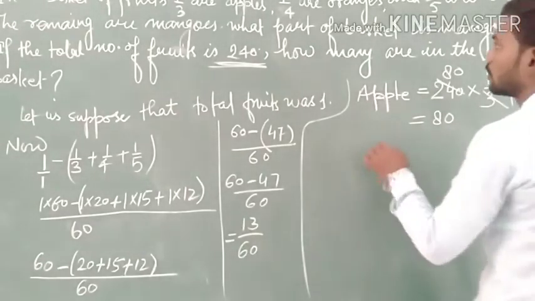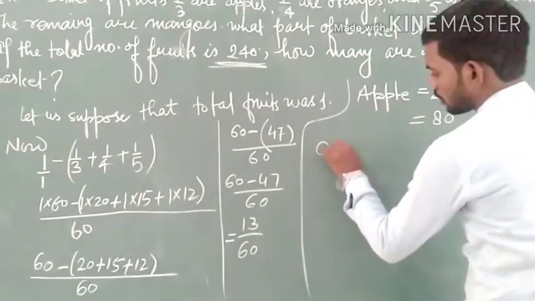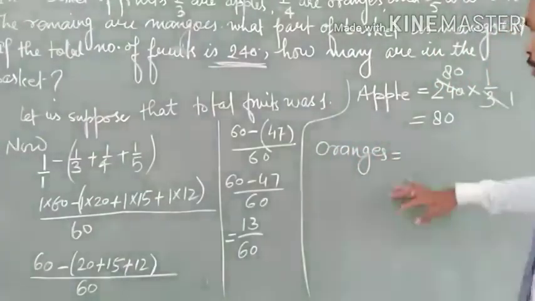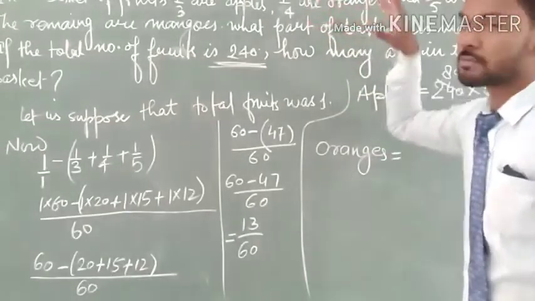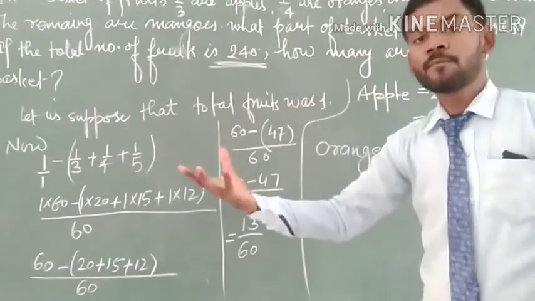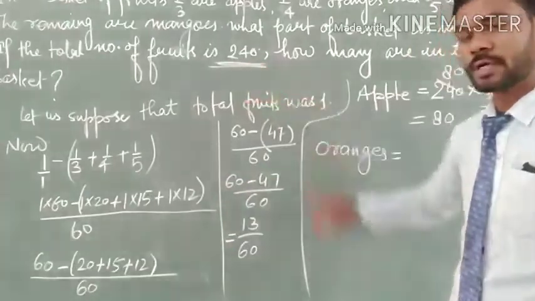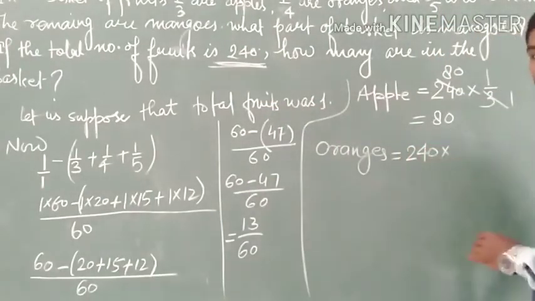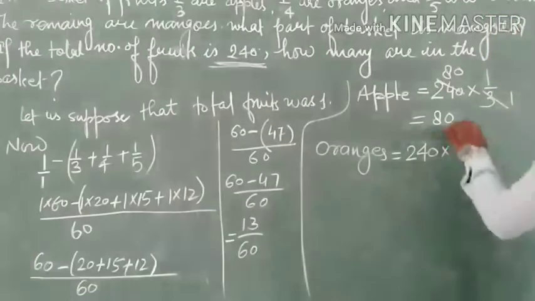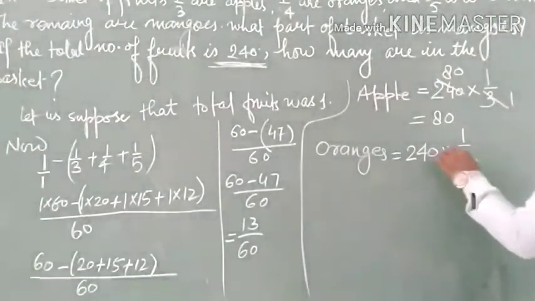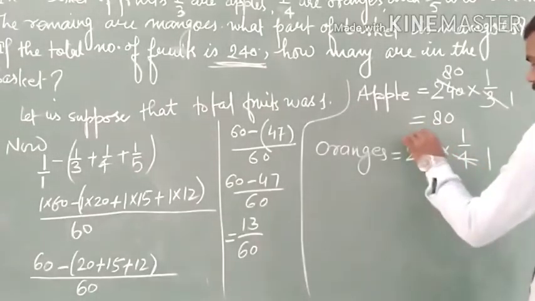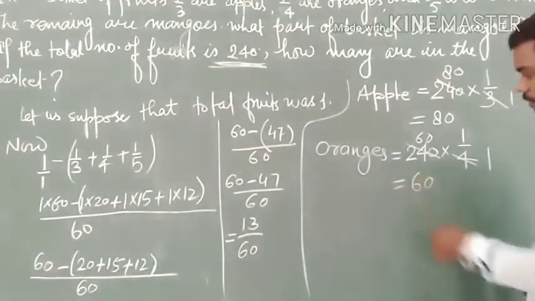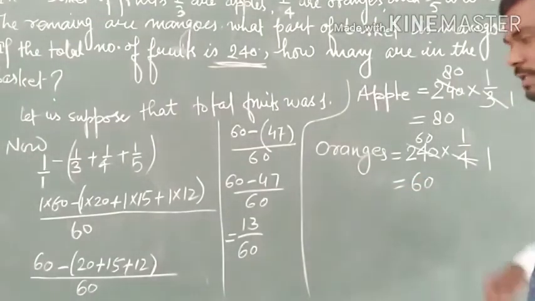Okay. Now what about oranges? In case of orange, we can see that the orange is 1/4 part of 240. Therefore we shall multiply 240 by 1/4. Okay, 4 1s are 4 and 4 6s are 24. So here we get the number of oranges is 60.